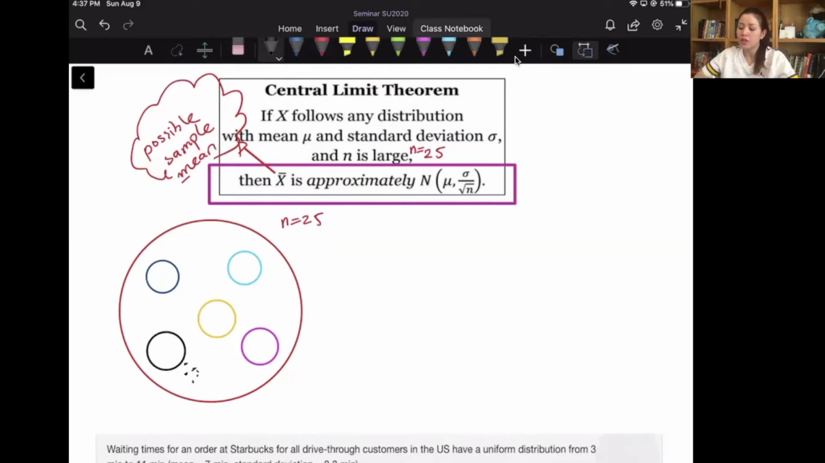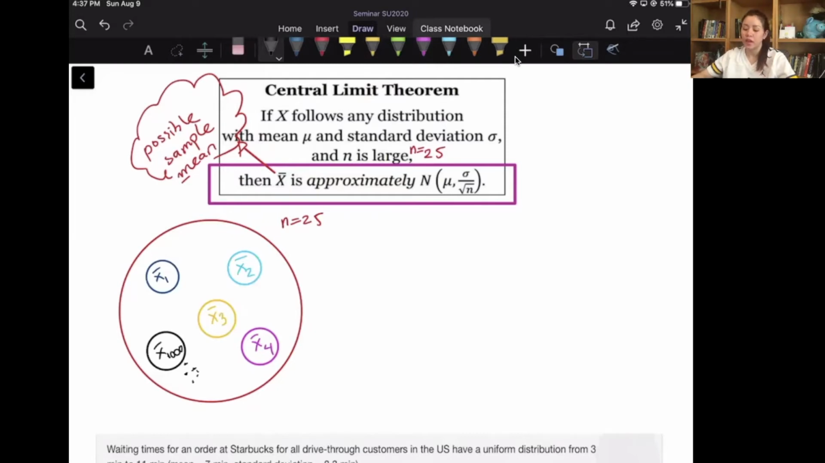What I'm going to do next is average each of these samples. For sample 1, I take the average, so I have x bar 1. Same thing for sample 2, I take the average of sample 2, so I have x bar 2. I take an average of sample 3, so I have x bar 3. Average of sample 4, x bar 4, all the way to sample 1,000, where I take an average of sample 1,000.